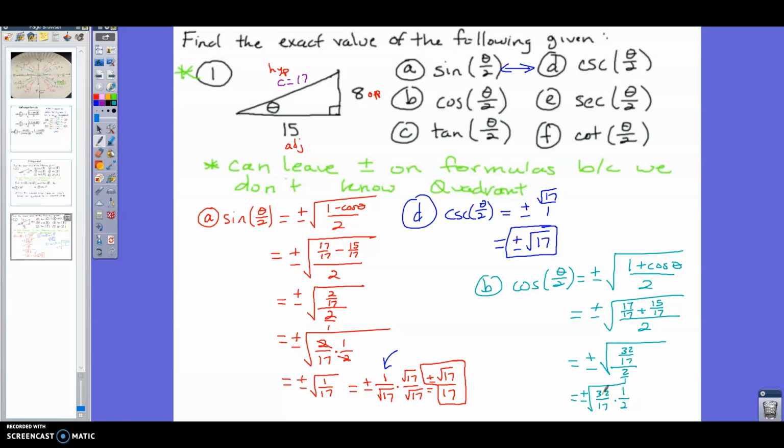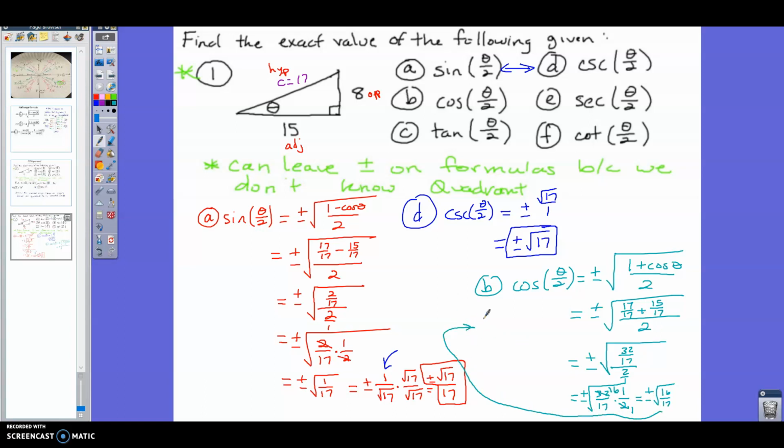Now here, if we look at the 32 and the 2, they both have a 2 in common. So 2 divided by 2 is 1. 32 divided by 2 is 16. So we end up with plus or minus the square root of 16 over 17, which I'll bring over here since I have a little more room.